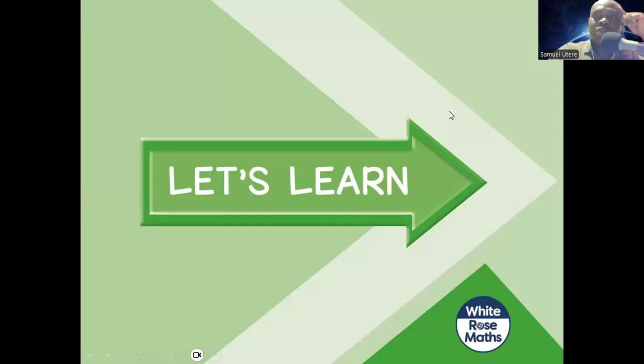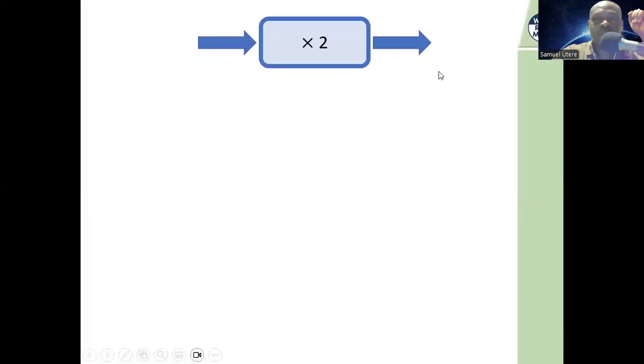Okay, let's learn some new concepts. Remember, the title of our lesson is using function machines, but this time you're using letters with single function machines. And for those letters, the specific words you hear me use are terms and expressions. So consider this function machine. Consider this machine here, this function. We're multiplying by 2.